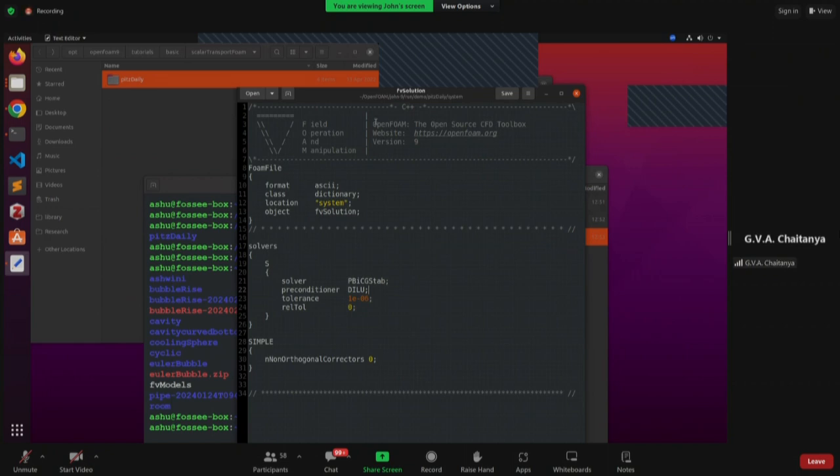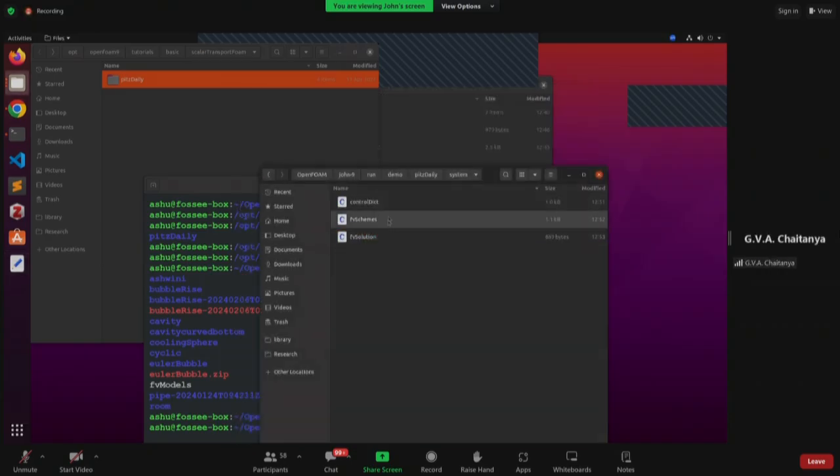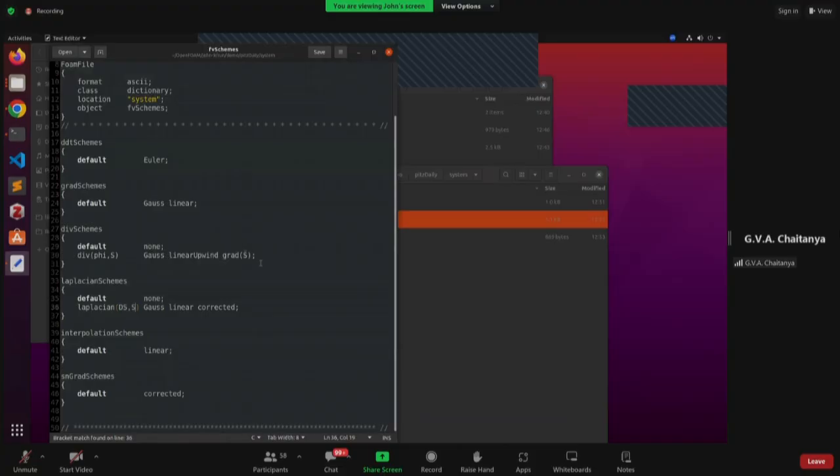But what is this again? Because somewhere else I have seen Gauss linear. Yes, those are the schemes for convection. What will be the scheme? For convection, for advection, for Laplacian, what will be the scheme? Like this. If you open the scheme over here, what will be the scheme for your convection? This is a discretization scheme.